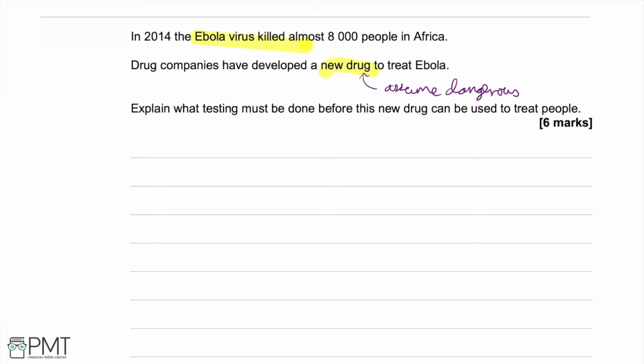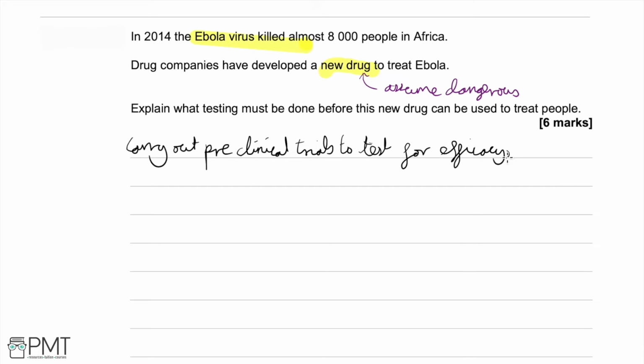So these are preclinical trials. And that's the first thing we'll do. We'll carry out preclinical trials to test for efficacy, dose, and toxicity. That is, whether it works, trying to find the dosage, how much would be ideal for a human, and toxicity, whether it's harmful to these cells.